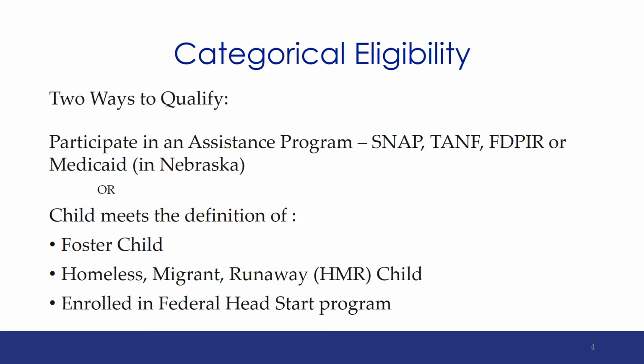Now that we've discussed income eligibility with a meal application, let's talk about categorical eligibility. There are 2 ways children can be classified as categorically eligible. Either by participating in an assistance program, which includes SNAP, TANF, FDPIR, or Medicaid in Nebraska, or they meet the definition of a foster child, homeless, migrant, or runaway child, or are enrolled in a federal Head Start program.